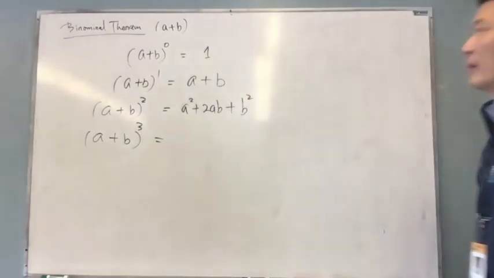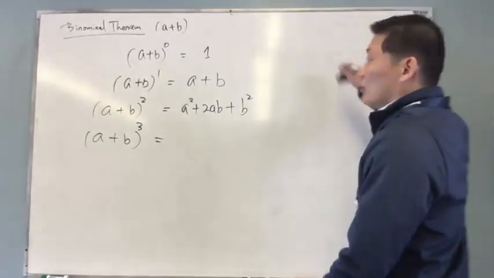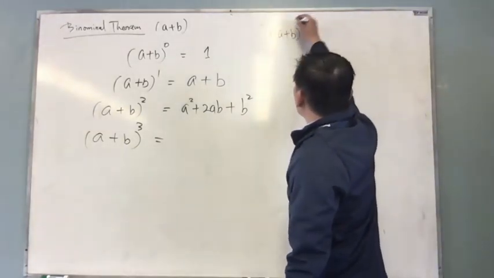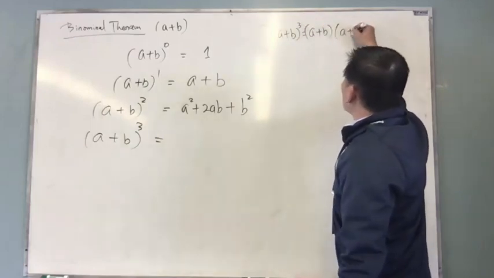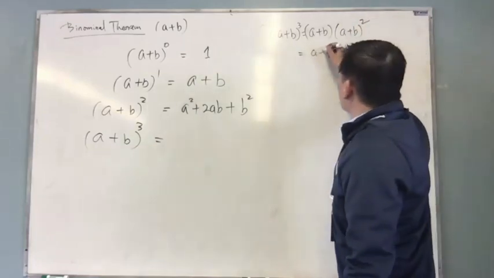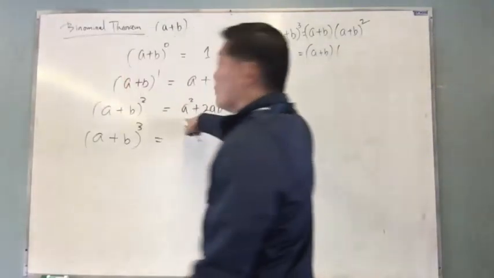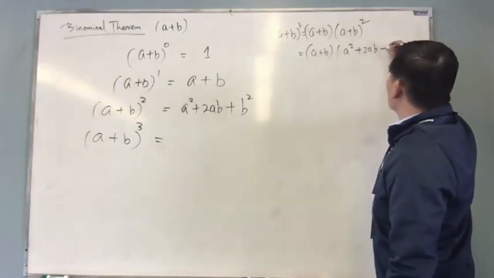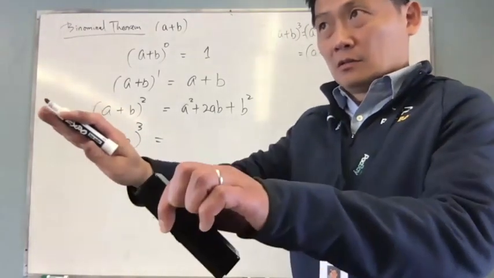A plus b to the third power. This is what you do. I'm working out on the side, okay? A plus b to the third power is equal to a plus b times a plus b squared, isn't it? A plus b is still there, but a plus b squared we just figured out previously. So I'm going to put this right here: a squared plus 2ab plus b squared. So far, so good? You follow?